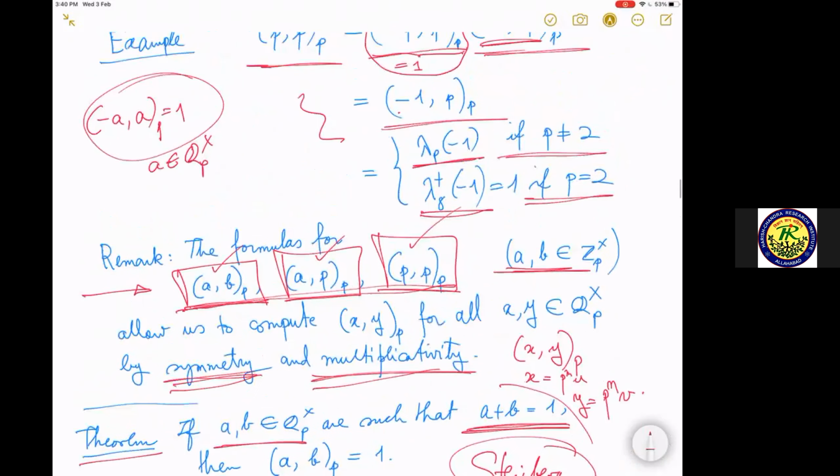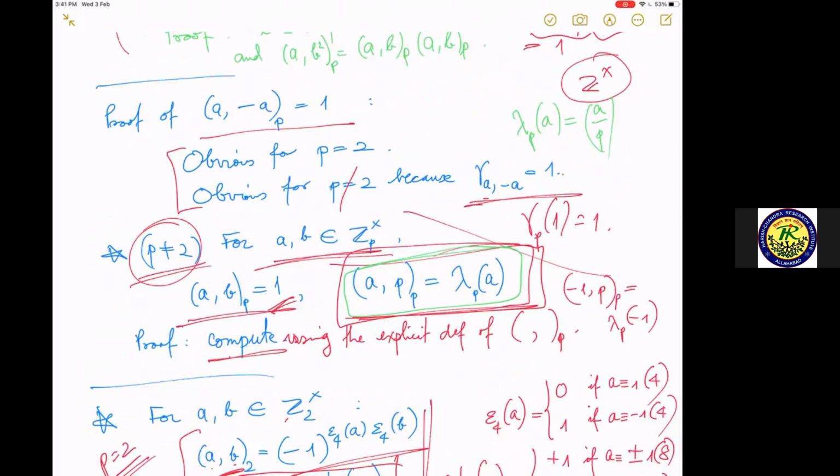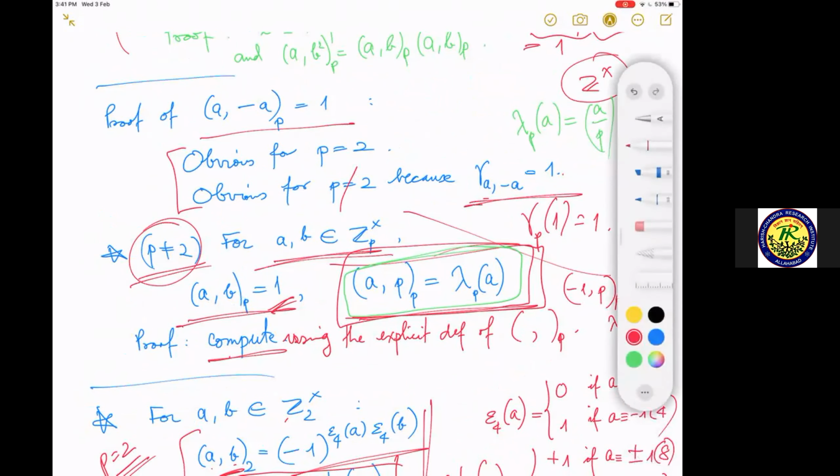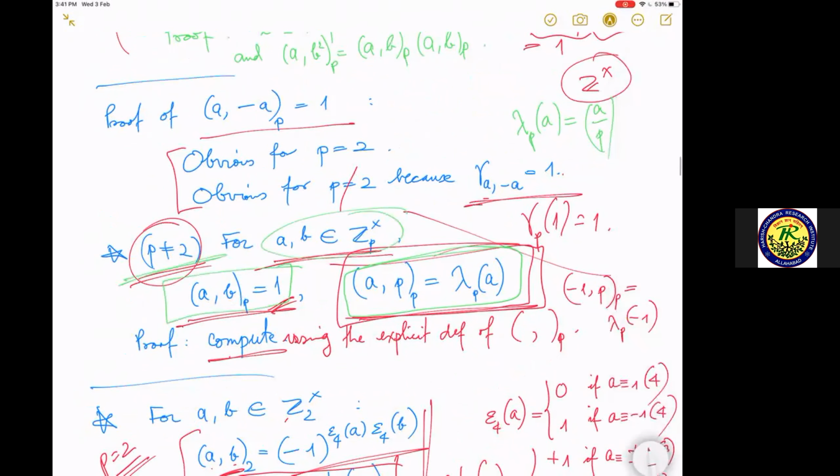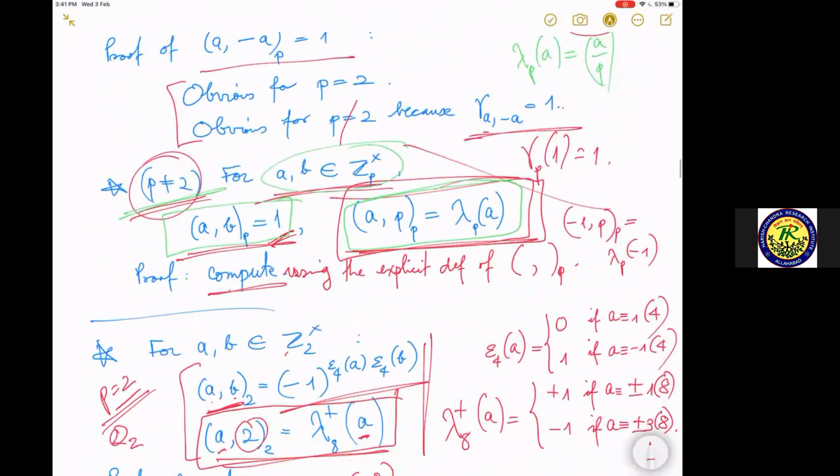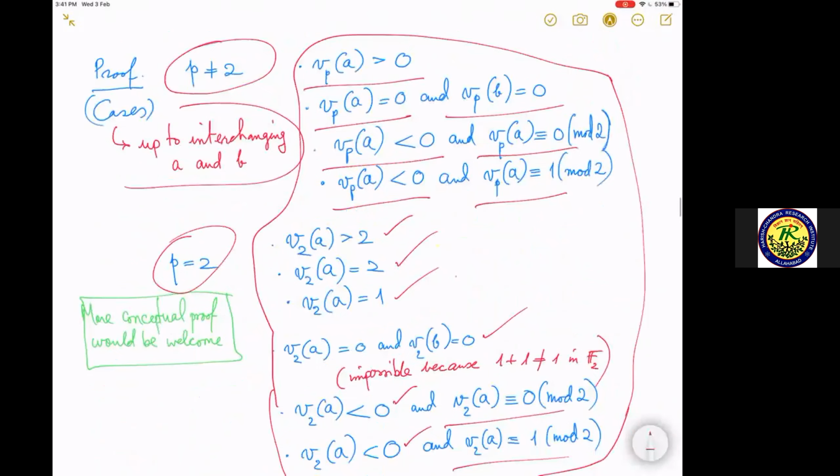Here it was. Let me use a different colored pencil. Blue is not good, green. So here, I said if p is different from 2 and A, B are in Z_p star, then this Hilbert symbol is equal to 1. Okay, so that takes care of this case here.